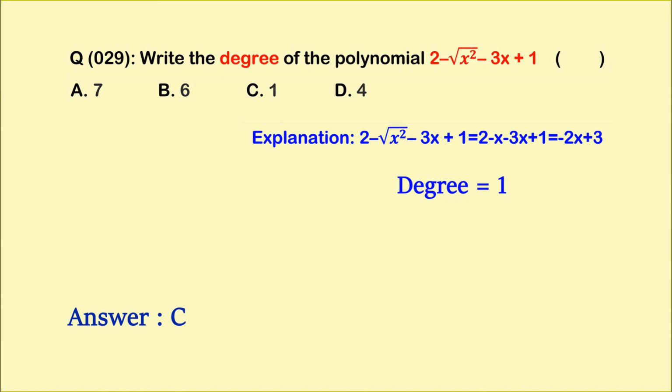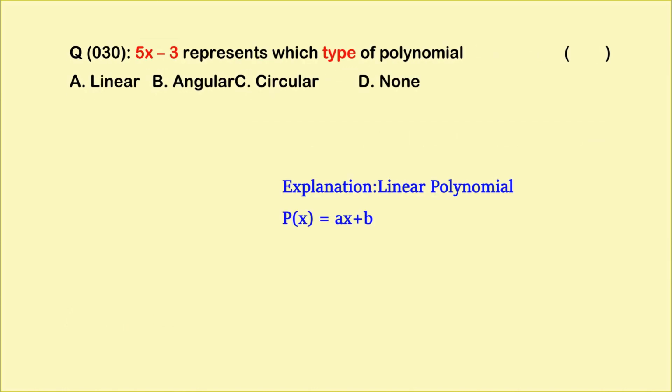Question number 30. 5x minus 3 represents which type of polynomial? You know the standard form of linear polynomial is ax plus b. So it is in the form of ax plus b. So it is a linear polynomial. So the right answer is A.